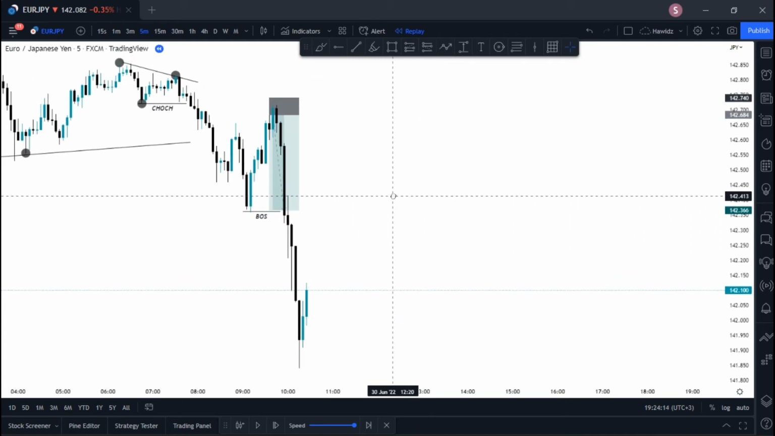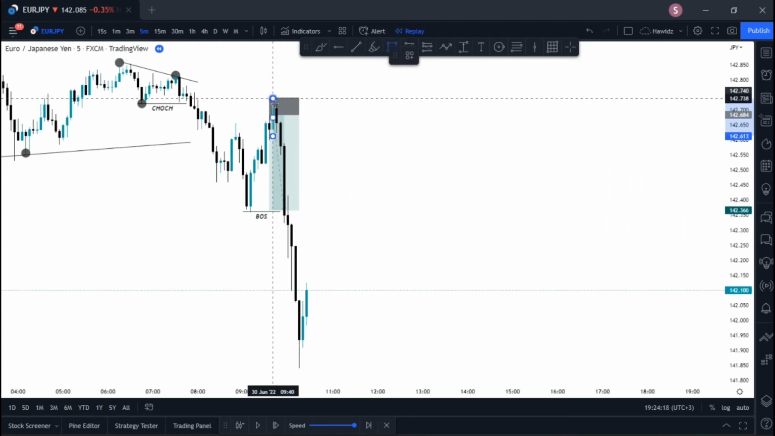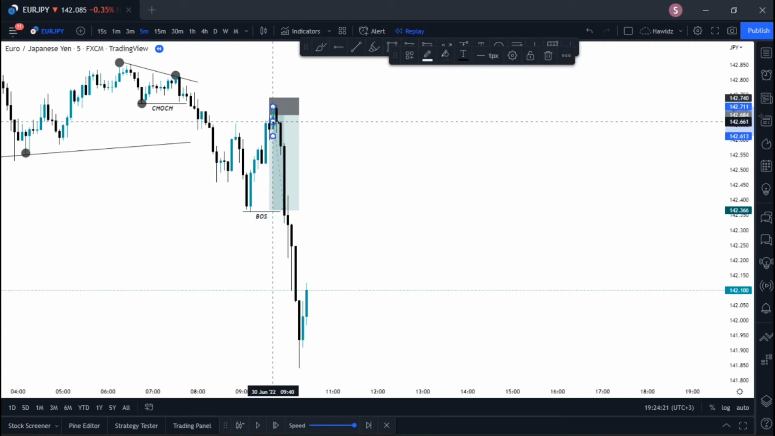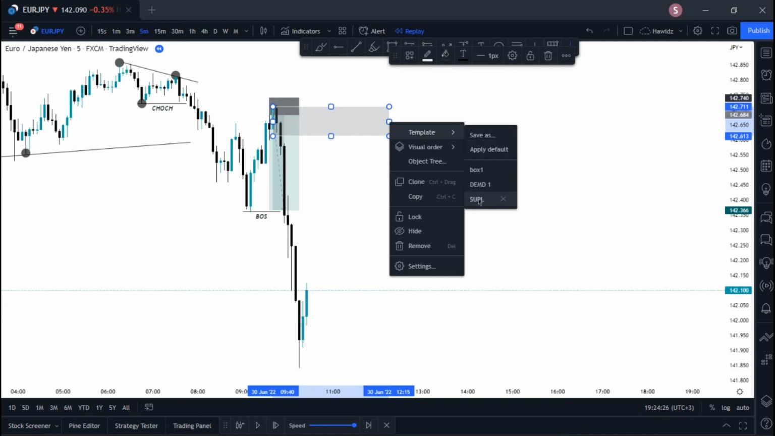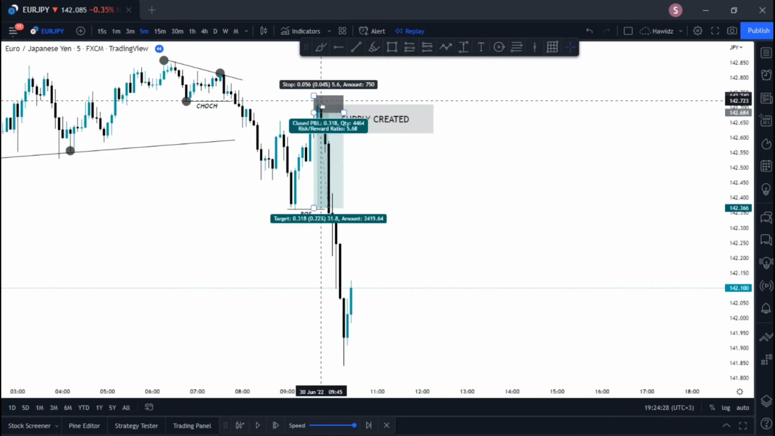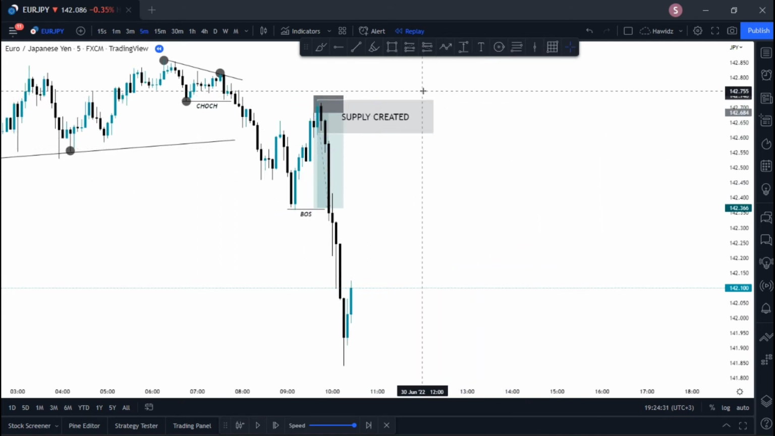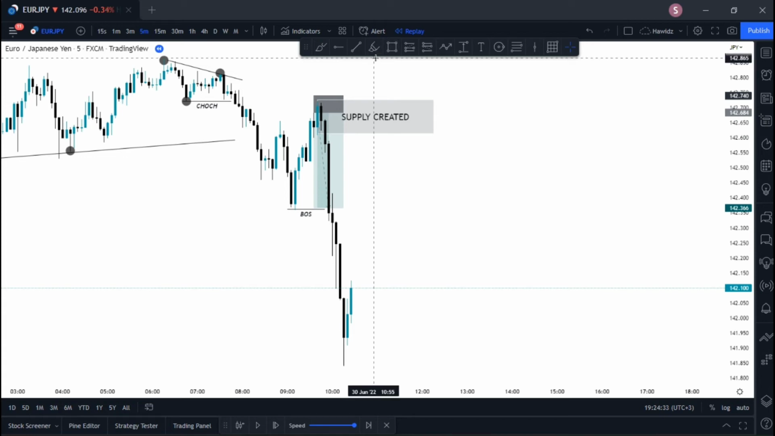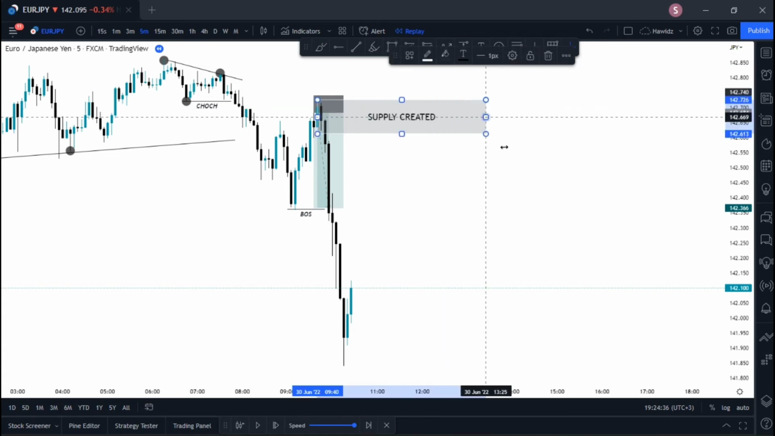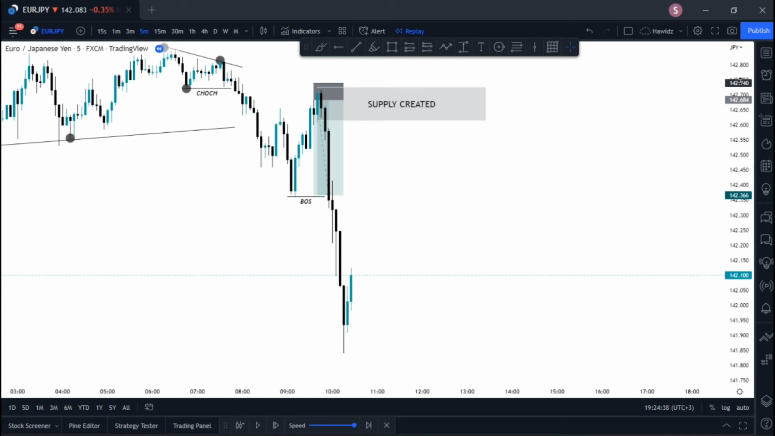With the structural narrative being put into place, we want to see now, where's our zone, right? So we do have an unmitigated supply zone in here. So this is like a supply created, boom, right? We have our supply zone created in here, and it's unmitigated. So we do know that price is obviously going to mitigate this before it continues short. Lo and behold, let's take the 50% of this.